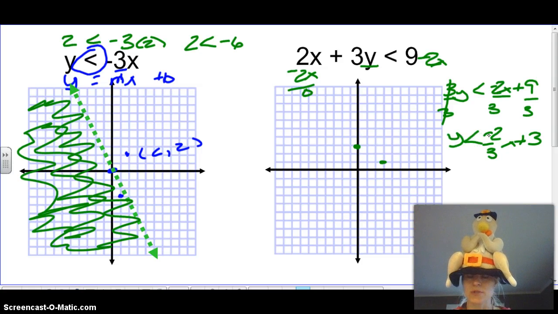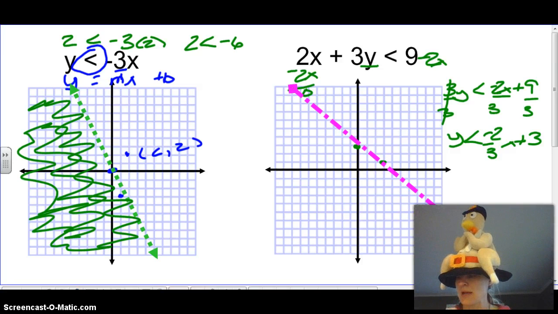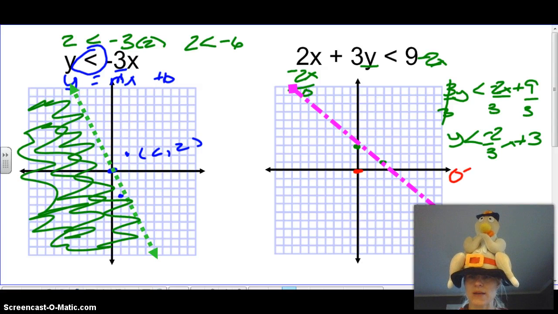I don't see an equals to sign here, so again, that's going to tell me that I need a dashed line. So I'm going to get my dashed line out here and draw it through here, or dotted, however you want to call it. And then we have to decide, do I shade the top part or the bottom part? The easiest test point is 0, 0. So I'm going to plug that in. 0 for y, -2/3 times 0 plus 3.